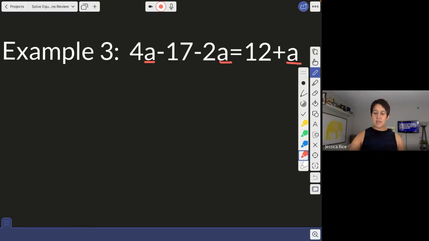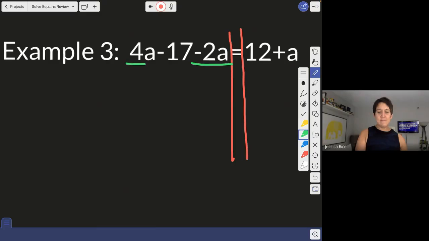And so I do want to draw my lines to keep things balanced. And what I see is that I see a's on the same side, and those can be rearranged. That's because you can kind of do combining like terms when you have a's on the same side. So I actually get to do this math. 4a, take away 2a. That leaves me with 2 a's. 4 take away 2 is 2. So 2a. And then I still have the minus 17.